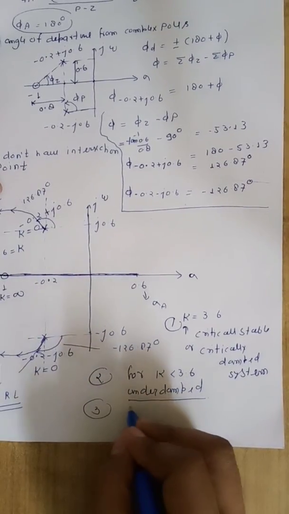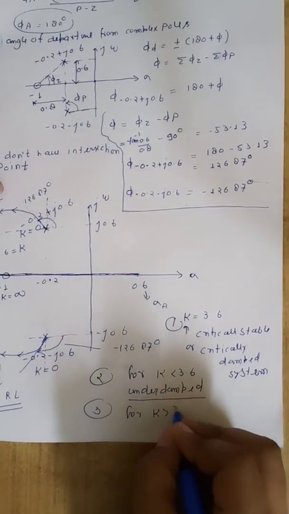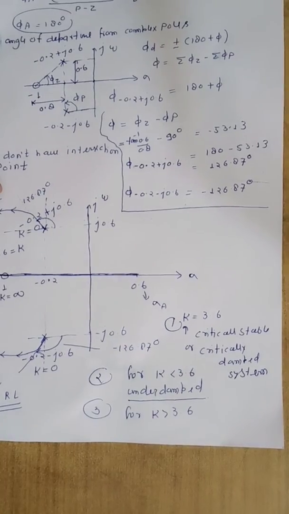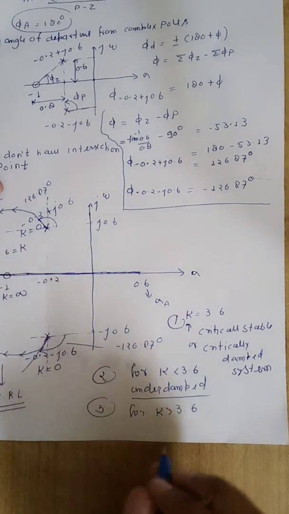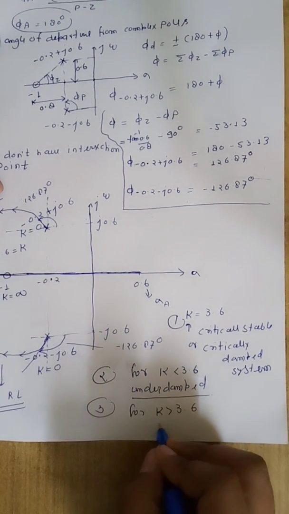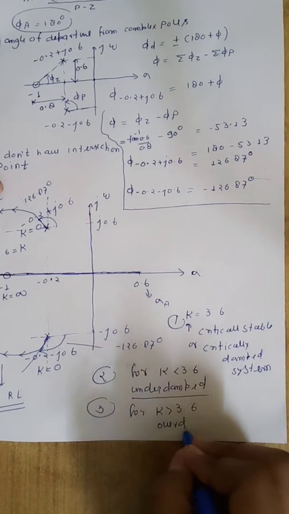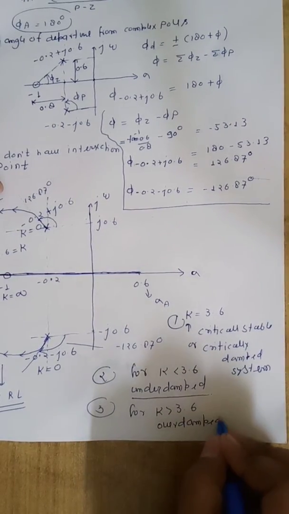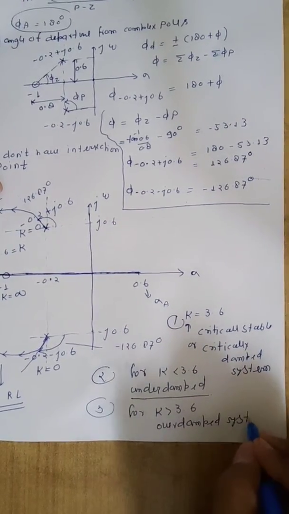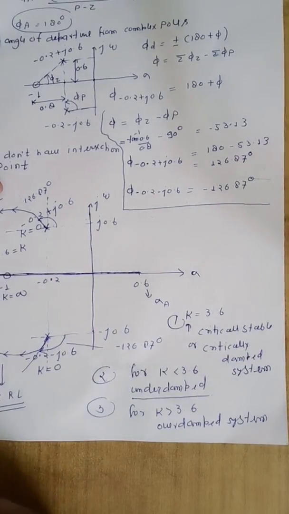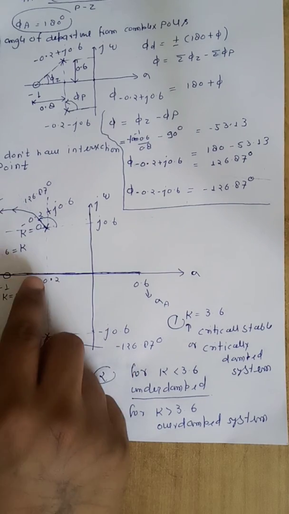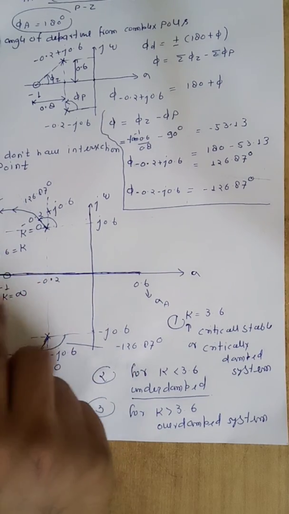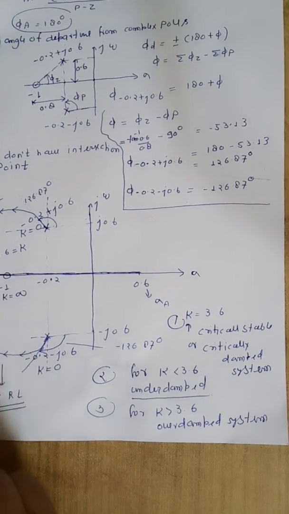Third, for k greater than 3.6, what will happen? Roots will lie on the real axis, or you can say roots are real. So system is over damped system. For all values of k, that means for all the positive values of k, roots will lie in the left half of S plane, so system is stable.